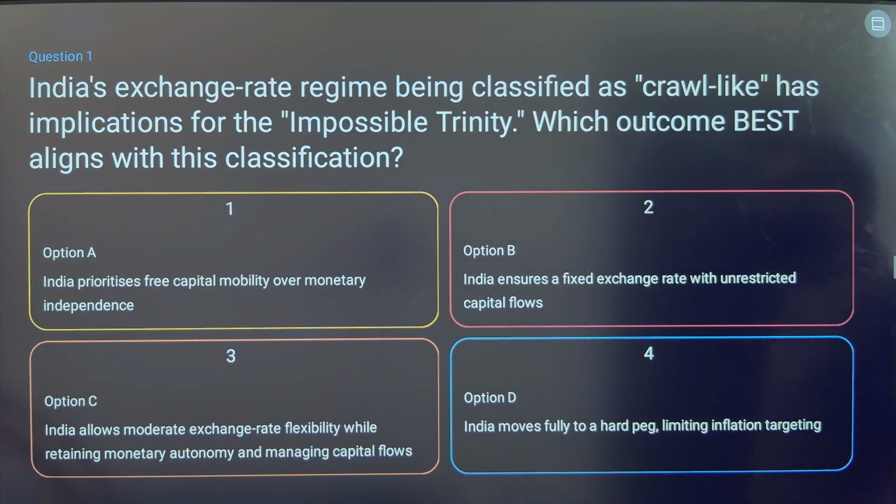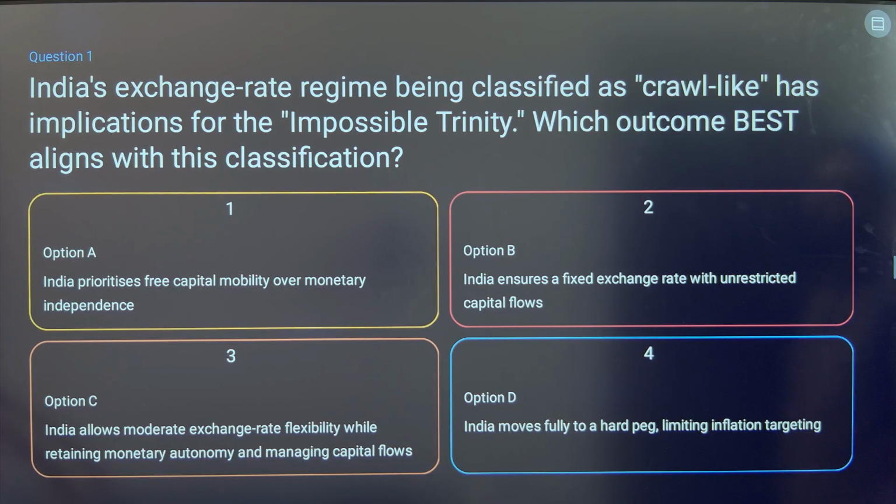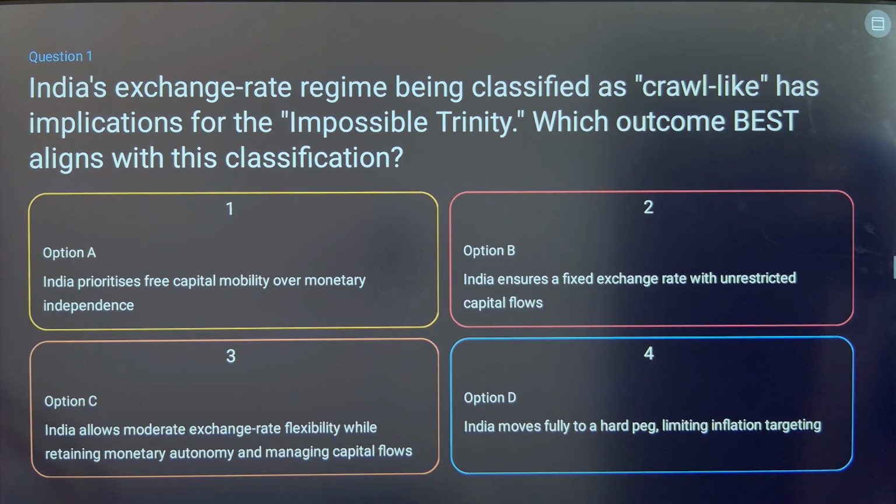India's exchange rate regime being classified as crawl-like has implications for the possible trinity. Which outcome best aligns with this classification? First, India prioritizes free capital mobility over monetary independence. Second, India ensures a fixed exchange rate with unrestricted capital flow. Third, India allows moderate exchange rate flexibility while retaining monetary autonomy and managing capital inflows. Fourth, India moves fully to hard peg limiting inflation targeting.